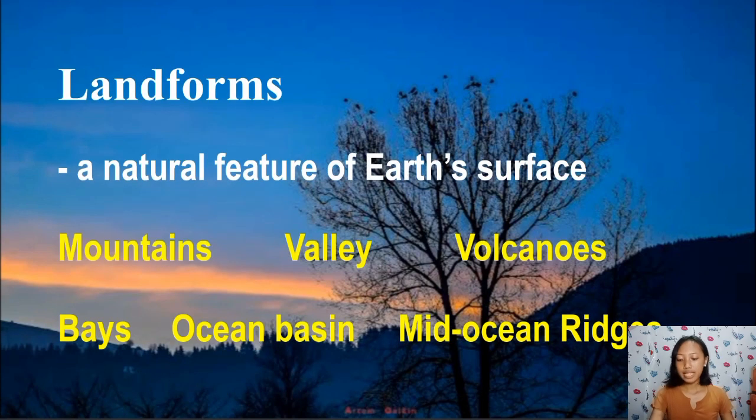So, what is a landform? A landform is a natural feature of Earth's surface such as mountains, valleys, and volcanoes. They also include coastal features such as bays and underwater features such as ocean basins and mid-ocean ridges. So plate tectonics explains how those landforms are formed.